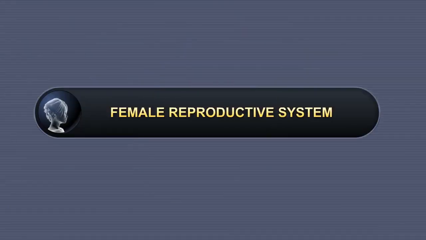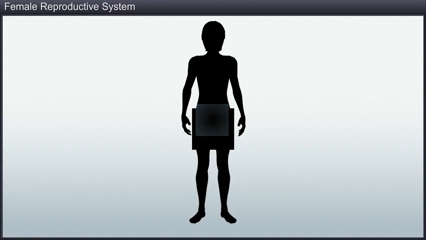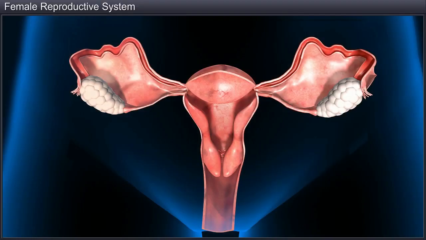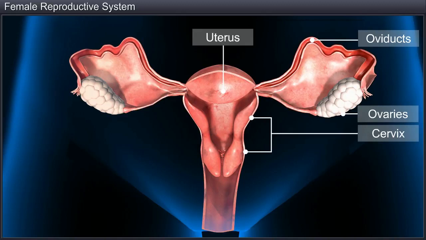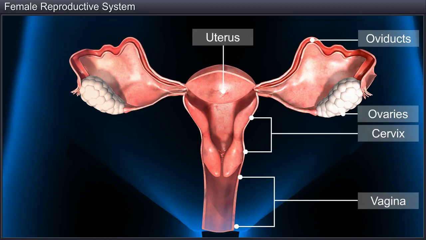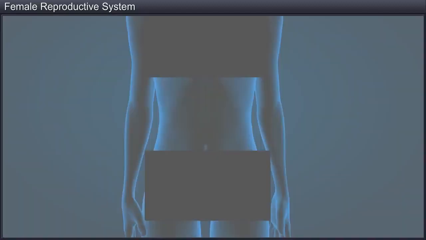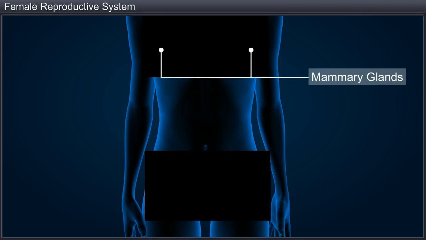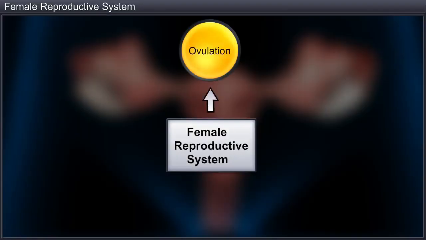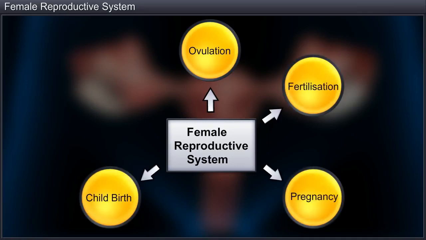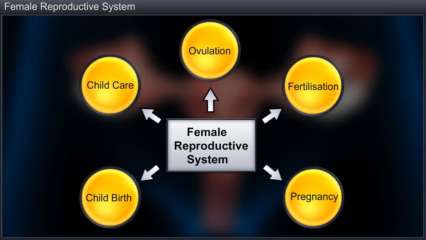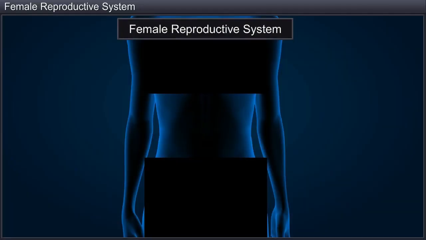In this module, you will learn about the female reproductive system. The female reproductive system includes the ovaries, oviducts, uterus, cervix, vagina, and the external genitalia located in the pelvic region. Along with a pair of mammary glands, it supports the process of ovulation, fertilization, pregnancy, childbirth, and childcare. Let us study each organ in detail.